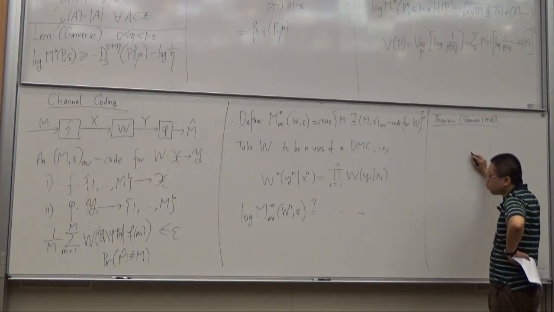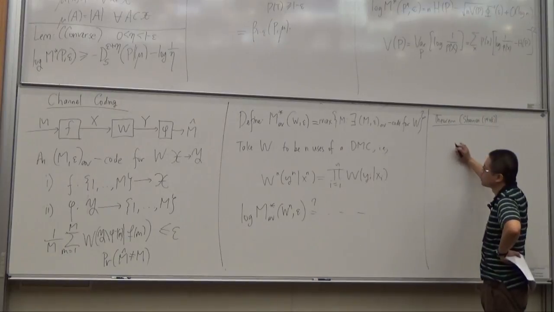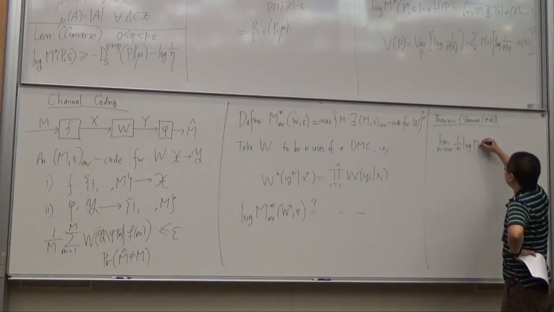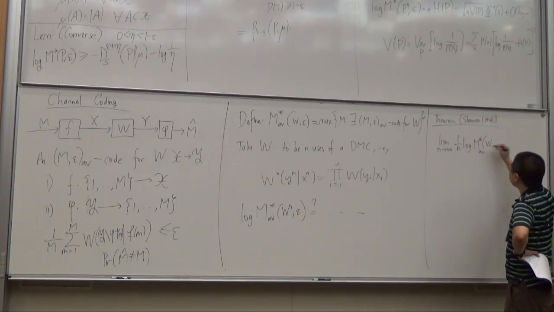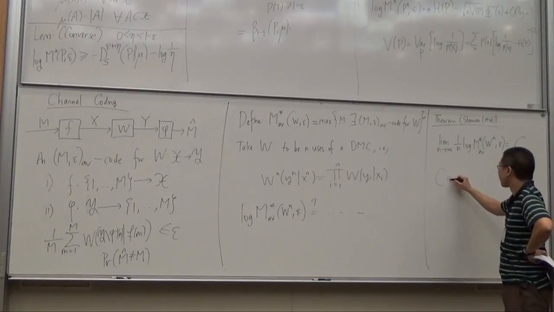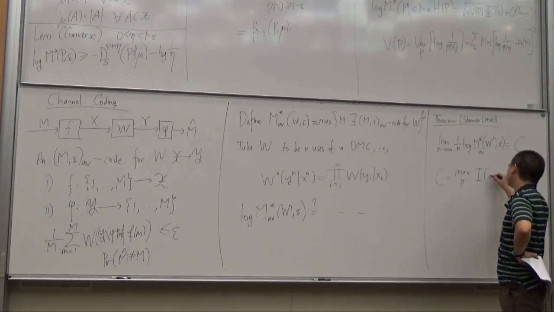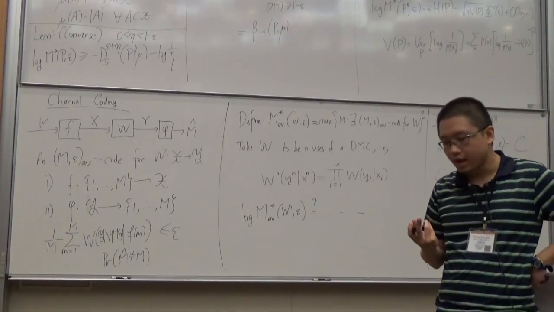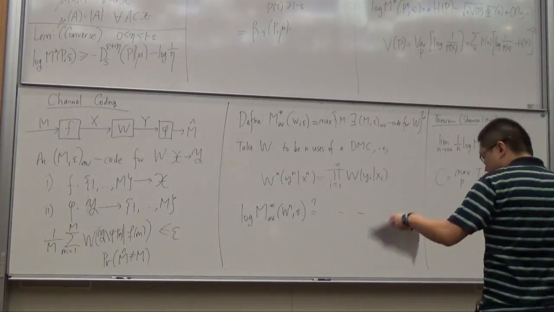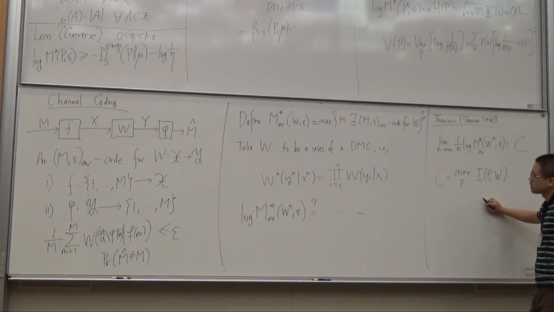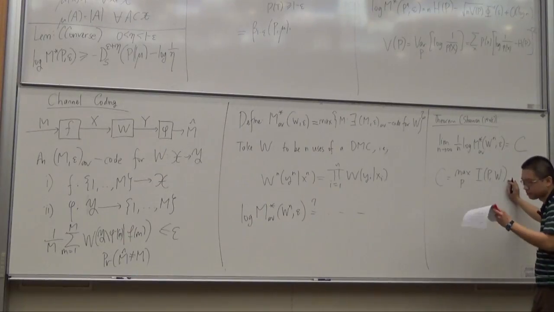So we already know that for DMCs and for epsilon between 0 and 1, the following limit exists. This is not obvious at all. The limit of (1/n) log M star of W^n and epsilon equals C, the channel capacity. And C here, channel capacity, is defined in the usual way, max over P of I(P, W). I(P, W) is another way of writing I(X;Y), where we make the distribution and the channel explicit. That's the way I like to write it. This means that we can transmit up to C bits of information per channel use.